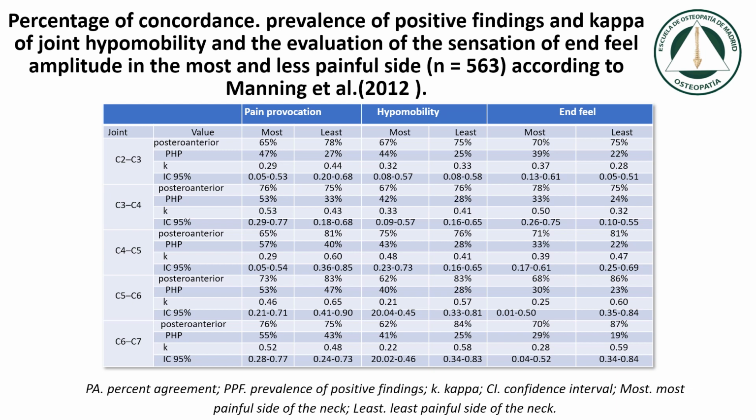Kappa values on the less painful side ranged from fair to substantial for the detection of hypomobility, 0.43 to 0.65, and for the sensation of end feel, 0.28 to 0.60. The 3D passive intervertebral motion test, in the sitting position, has sufficient clinical reliability for use in patients with neck pain.